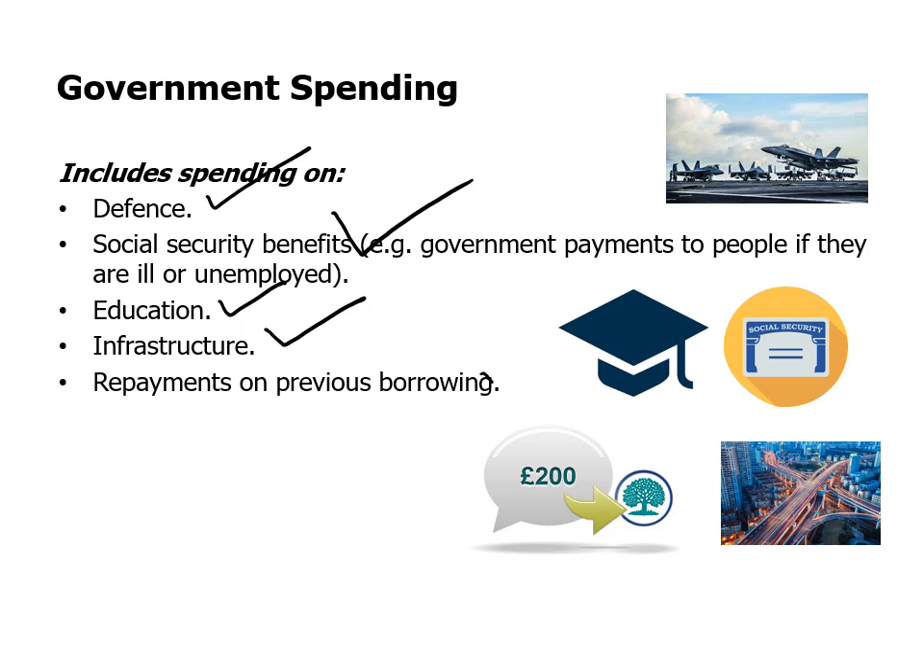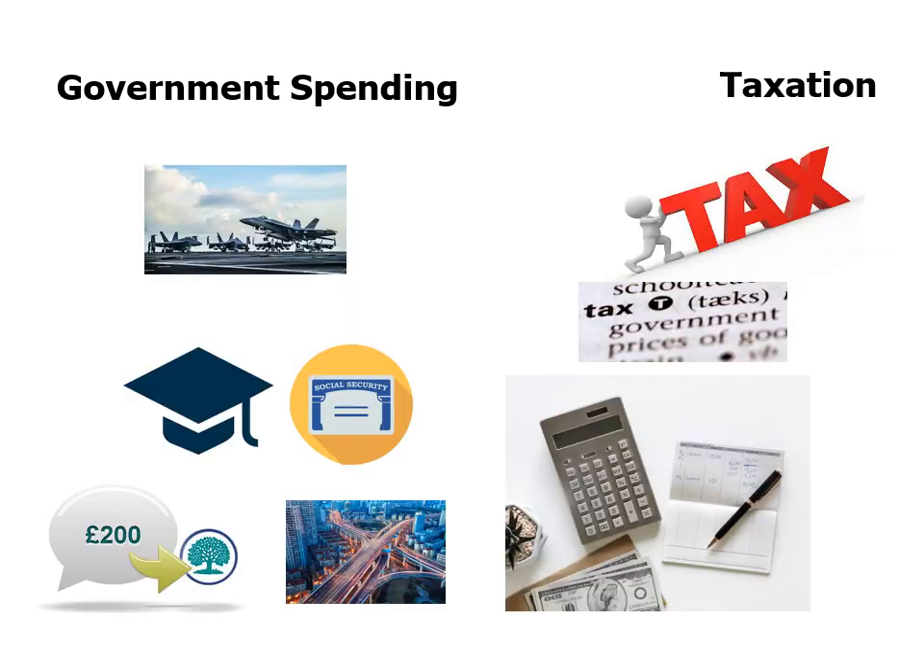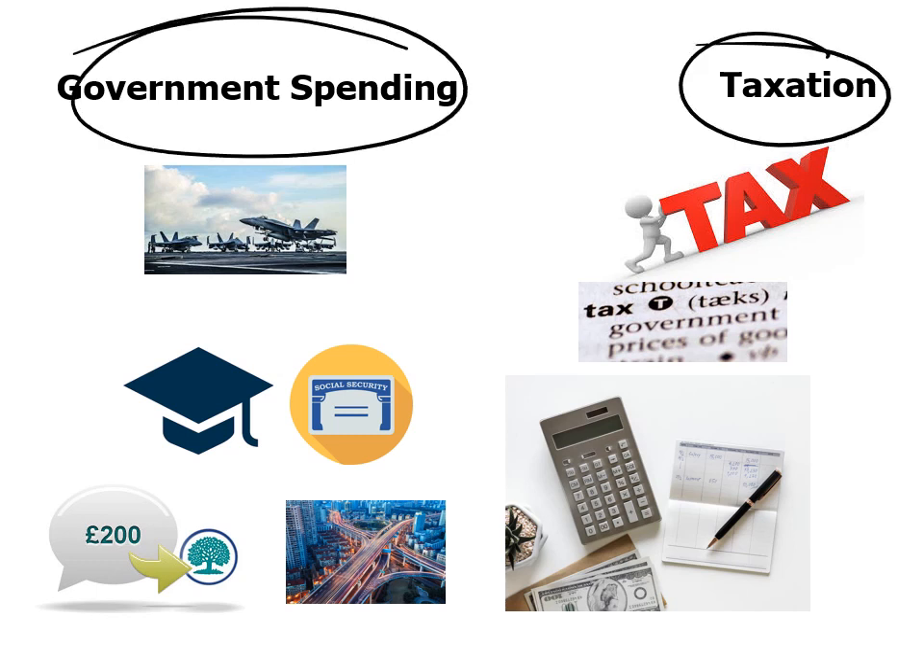Maybe the NHS. Or government could repay previous borrowing. So maybe government has borrowed money in the past and we need to pay that, so pay the interest and also pay back the capital that was borrowed before. All right, now we've talked about government spending. Let's go ahead and talk about taxation.